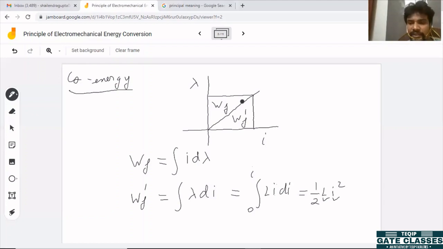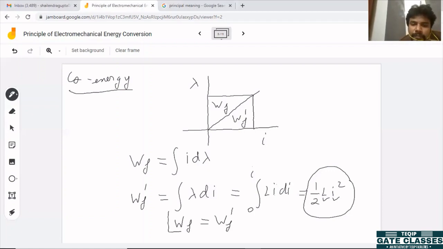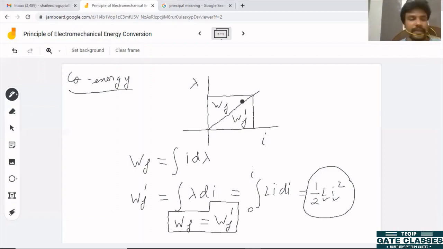So this is easier to express, and it is to be noted that your field energy Wf will be equal to the field co-energy. If we are calculating our co-energy, then we must understand it as the energy stored in the field.